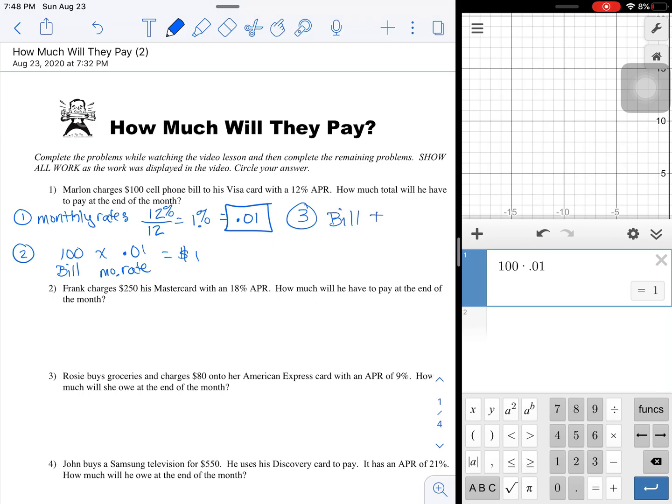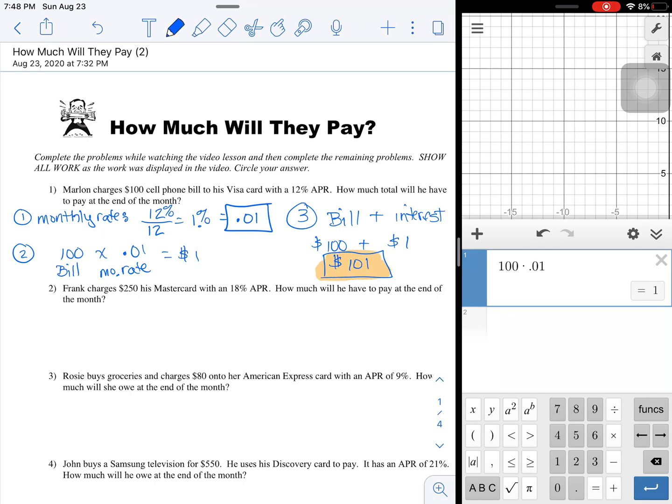Your last step is going to be to take the bill and add it to the interest. All right, so we're going to take the bill, which was 100, and add it to the interest that accrued, and that's $1. And when you add it together, it's $101. Again, I did not need to go to the calculator for that. And you might want to make sure that you highlight your answer.